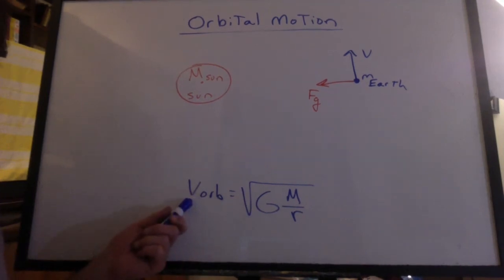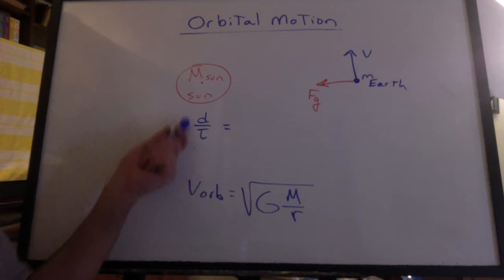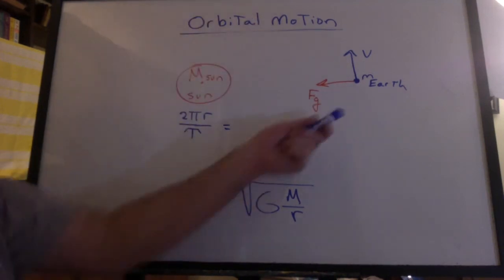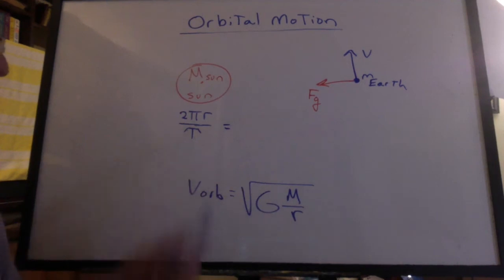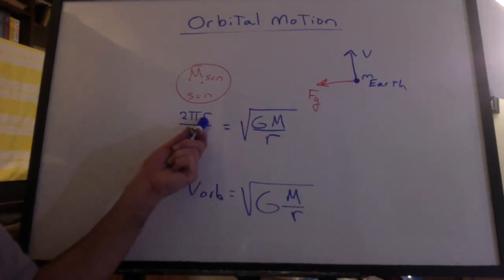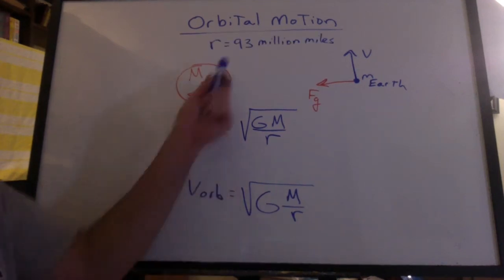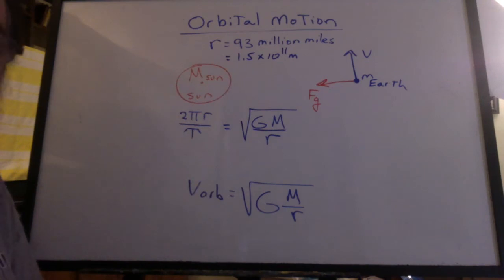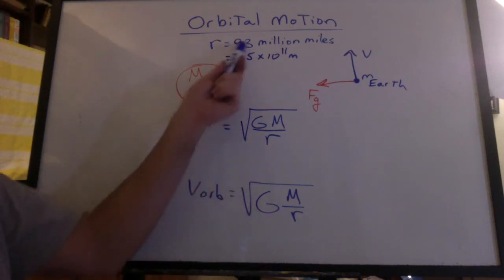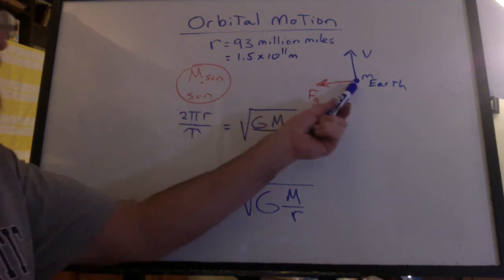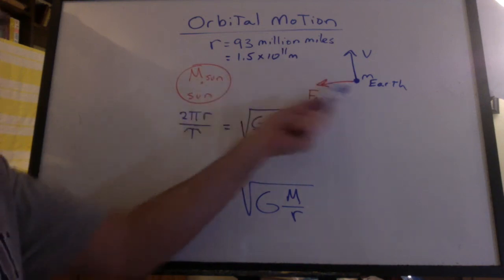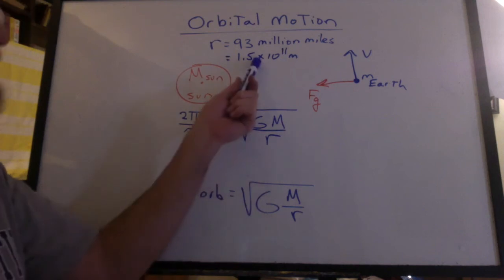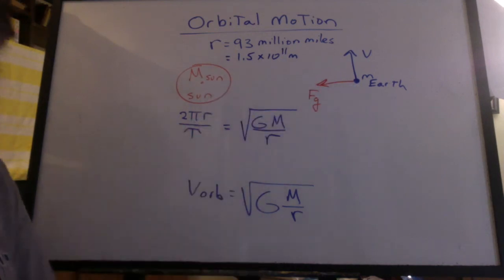Any idea what that orbital velocity is? Yeah, it's a distance over time. And that's the distance around the orbit divided by the time it takes to go around. Anybody know the distance from the Earth to the sun? It's 93 million miles. That's about 1.5 times 10 to the 11th meters. Now, people ask me, is that the distance from the surface of the sun to the surface of the Earth? Do we have to add in the radii? Don't worry about it. That number is so big that the extra distance isn't going to change anything. We'll just go with this number.